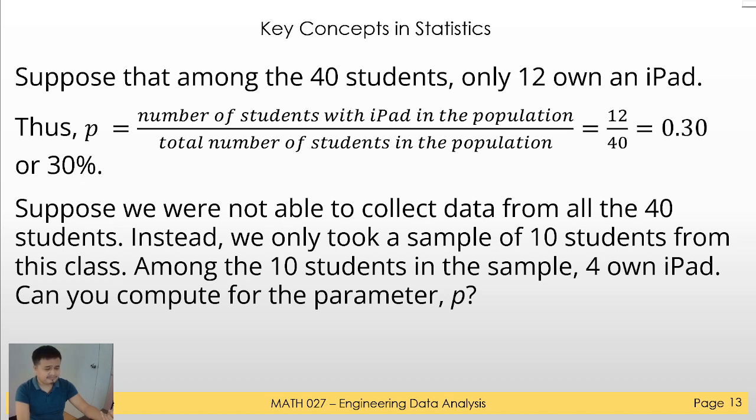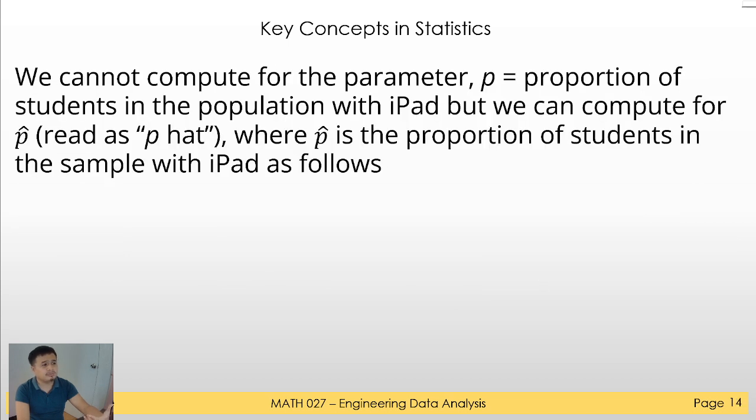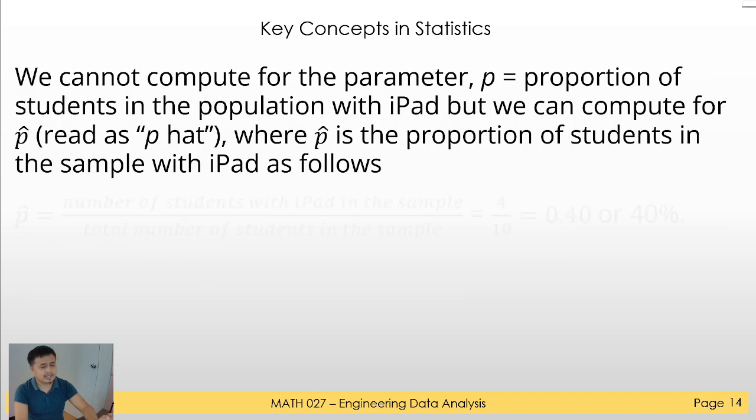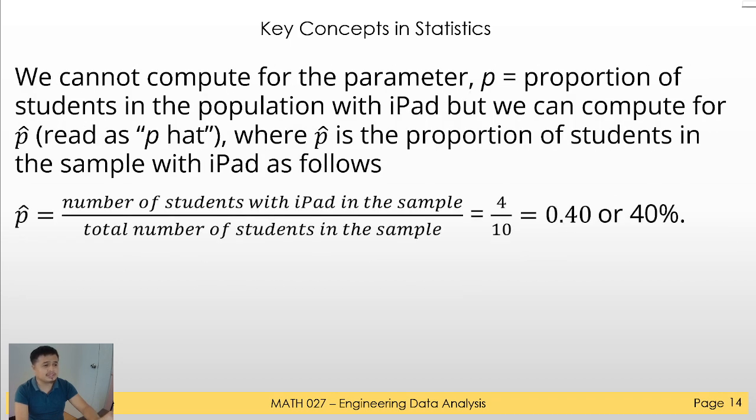Then we cannot really compute the parameter p, but instead we can compute the statistic p. They are related, but the statistic will be just an approximation of the parameter, which is notated with this hat. So p hat for statistic. Let's say, again, we have 4 out of 10 students that have an iPad. So the statistic will be 0.40 or 40%.